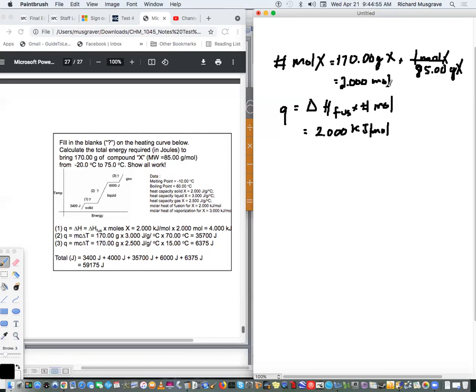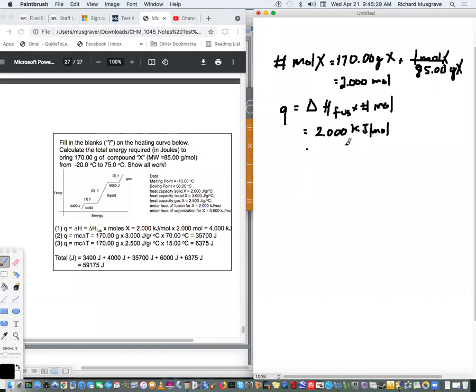All right, I'm going to stop here for a second. Is everybody okay with my mole calculation? How do you feel about the mole calculation? 5, 4, 3, 2, 1, 0. Okay, so any questions about getting the moles?